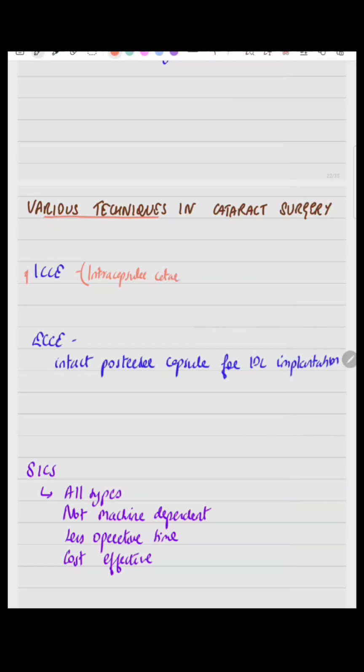Intracapsular cataract extraction. As the name suggests, the entire lens is removed, along with the capsule. The prerequisite is weak and degenerated zonules. It cannot be employed in patients with less than 40 years, where zonules are strong. It can be performed in 40 to 50 years by using the enzyme alpha chymotrypsin, which dissolves the zonules.